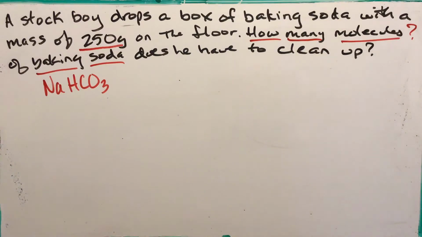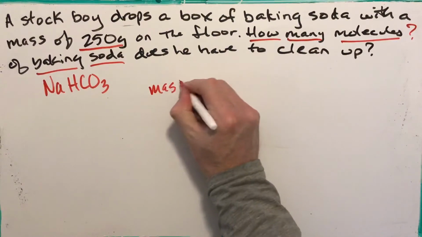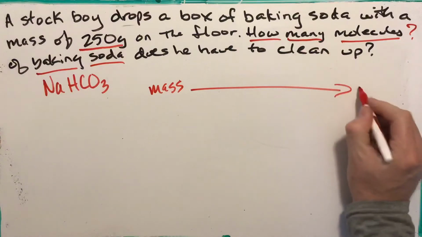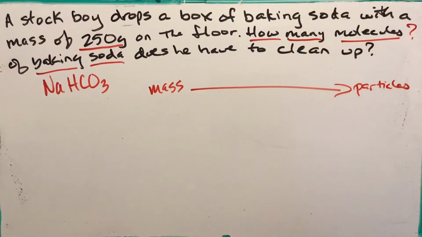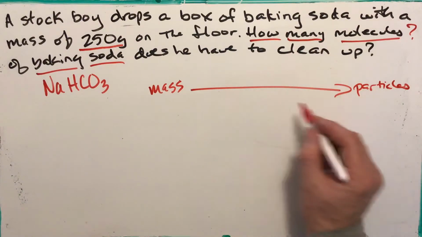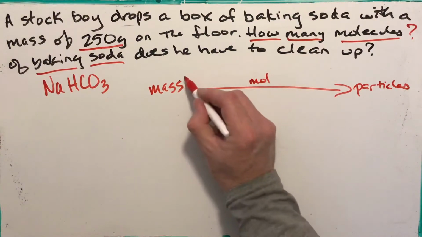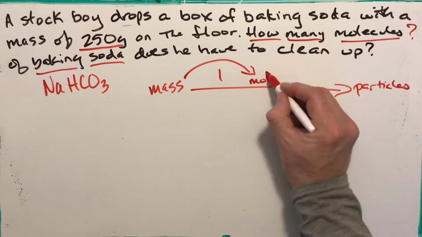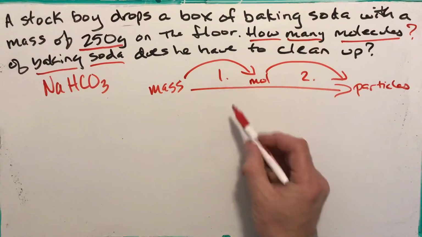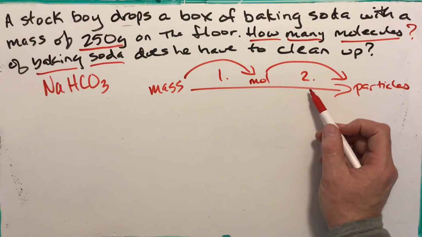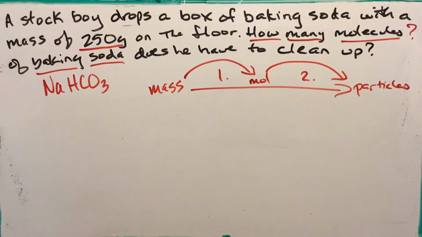So if we think about our continuum, right? We have mass that we are given, and we have to turn it into particles. Now, if you look at that continuum, the two circles that we started off the lecture with, I can't go directly from mass to particles. It's not a one-way trip. Moles is in the middle. So it's really a two-part journey here. I've got to do one calculation, and then a second calculation to arrive at my answer. So I've got to use both of those circles.